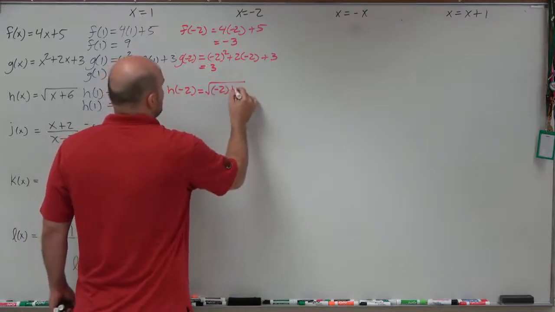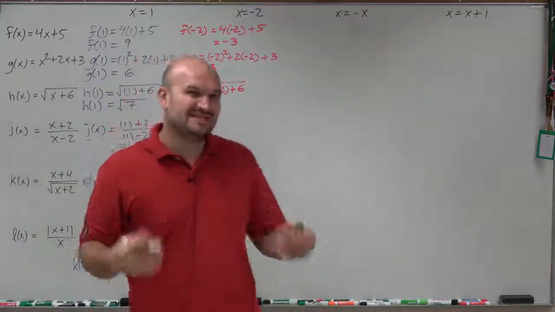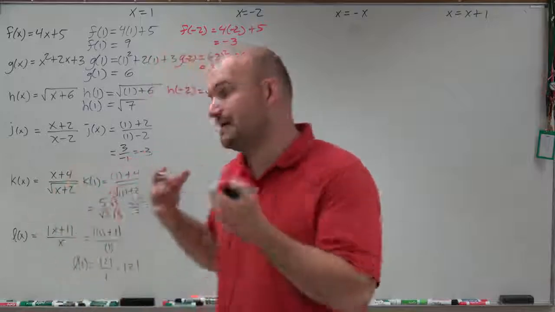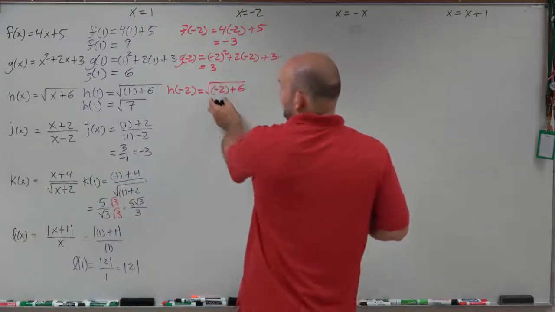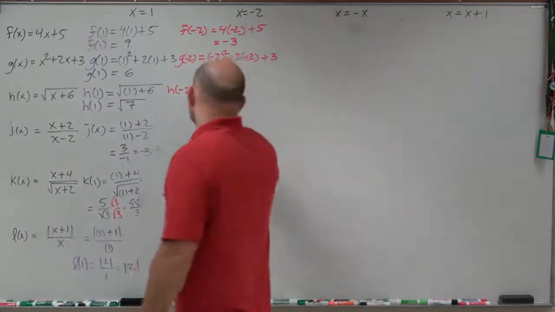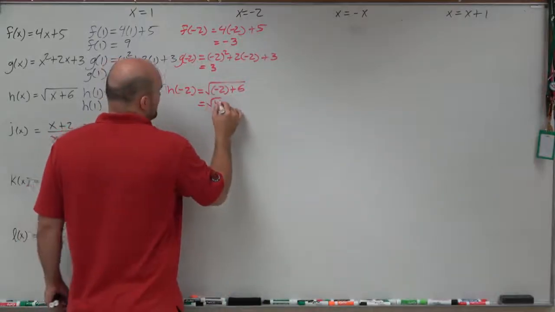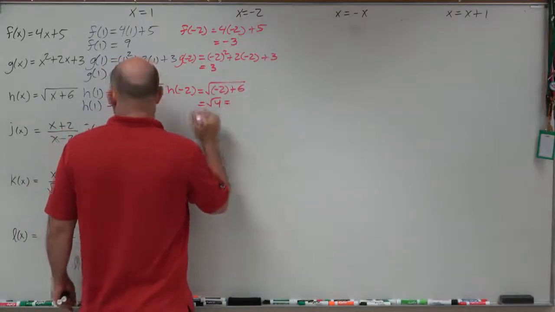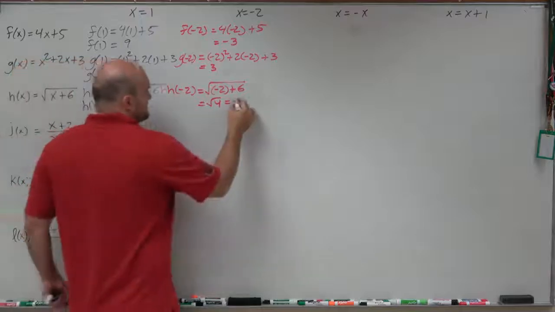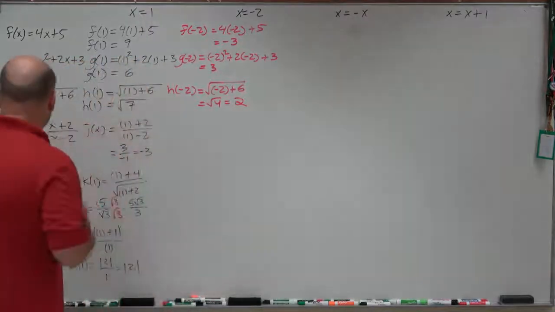-2 plus 6. Again, remember, I'm entering these into their parentheses just so I can make sure I remember what the input value was. So -2 plus 6 is going to equal the square root of 4. And the square root of 4 we can simplify, unlike the square root of 7. We can simplify that to a 2.